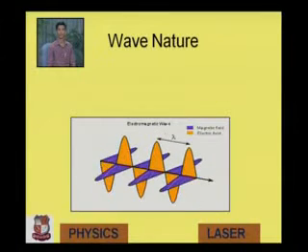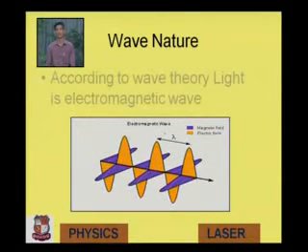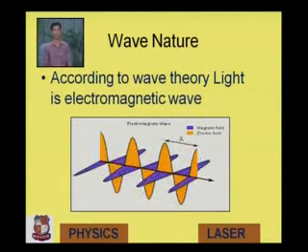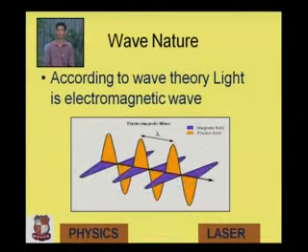According to the wave nature, the light is an electromagnetic wave which consists of an electric field vector and a magnetic field vector, which are vibrating perpendicular to each other and also perpendicular to the direction of the propagation of light. So from the figure you can see that orange is your electric field, and purple is your magnetic field.